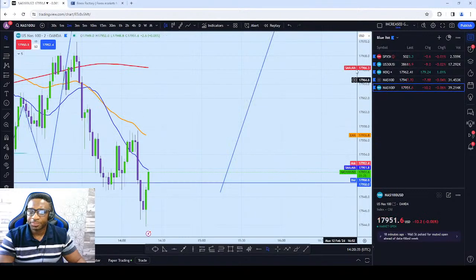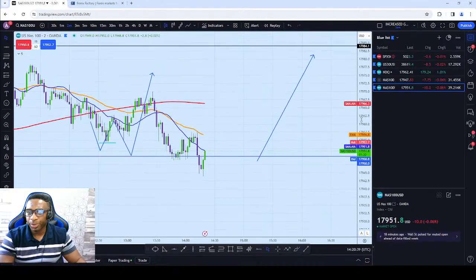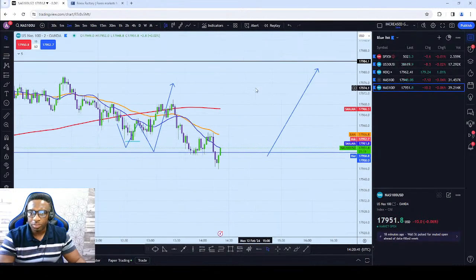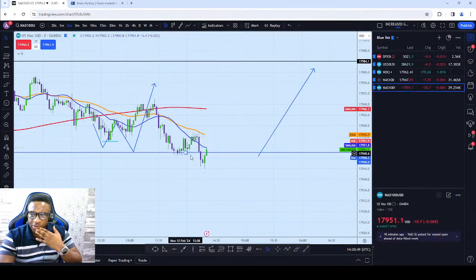Okay, what's happening here? Let's see what's happening here. Let's see what is happening here. So price kind of broke below the key level.